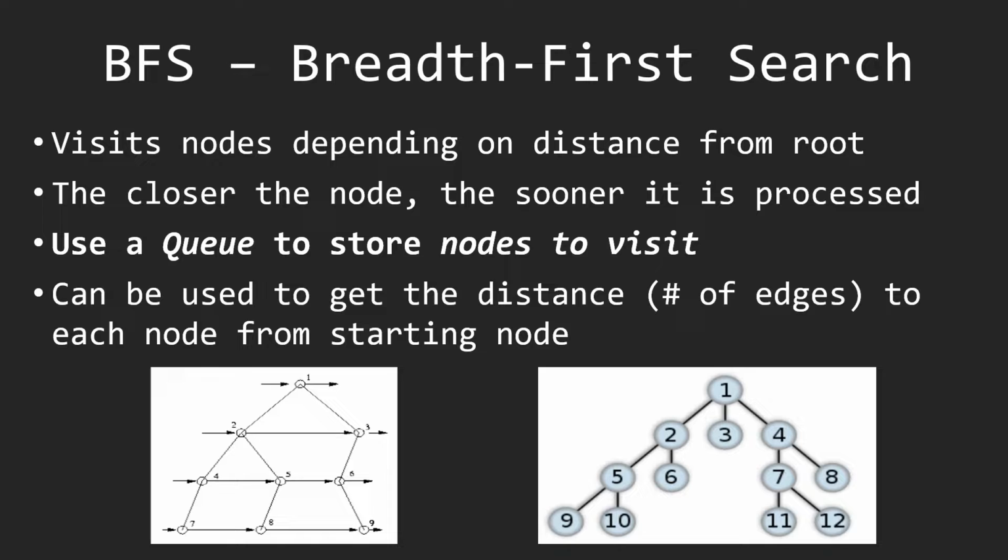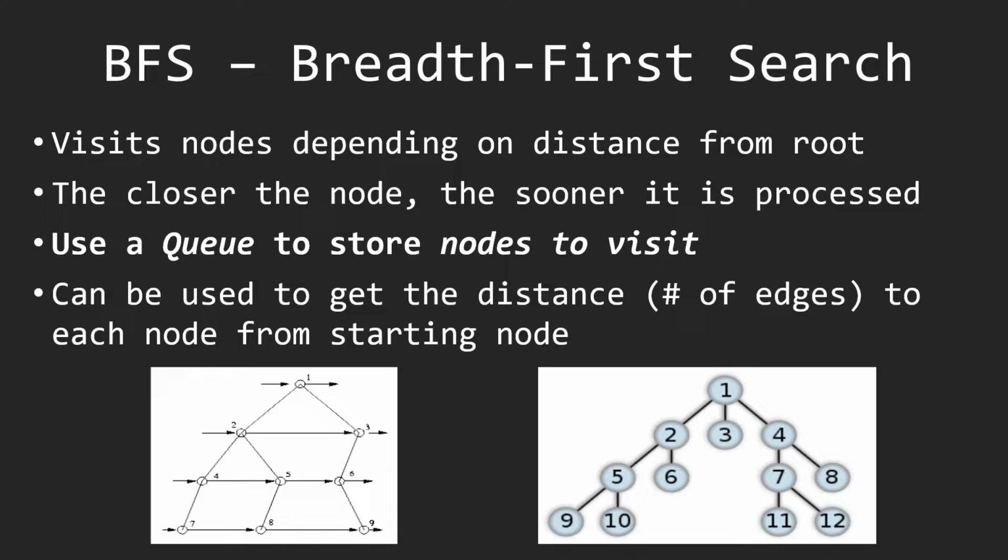All right, let's start off with breadth-first search. So BFS essentially encapsulates this idea: it visits nodes depending on the distance from the root. The root is whatever you want it to be. It could be any starting node that you want. It's going to visit the nodes based on the distance of it.